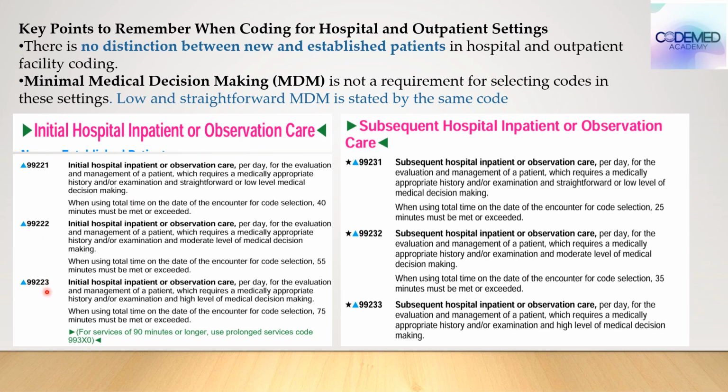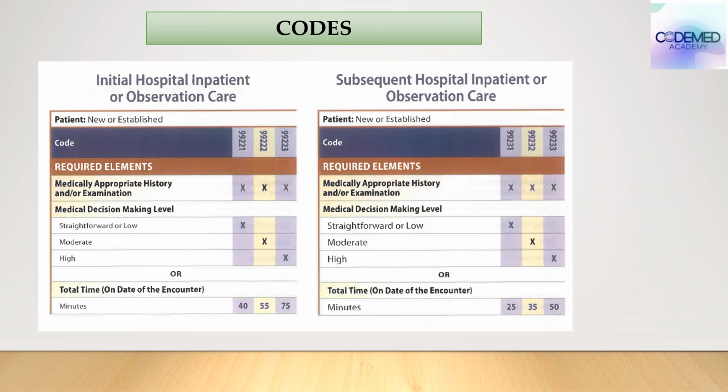If you remember, in the office we used to have 4 or 5 codes, because there were 4 levels of medical decision making: straightforward, low, moderate and high. But in this case, the straightforward and low is represented by one code, and there is no distinction between the new and established patient. So these are the charts which are there in your book, and you can see here that the patient new or established, no distinction. And another important thing that you will see is that every code is time bound. So the times are written below every code. So we will have to take that into consideration whenever we are solving a particular question.